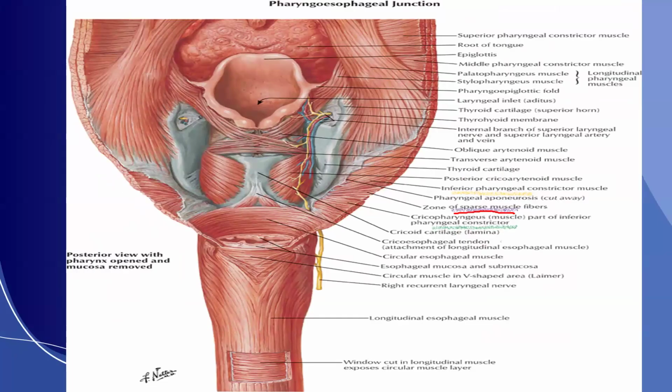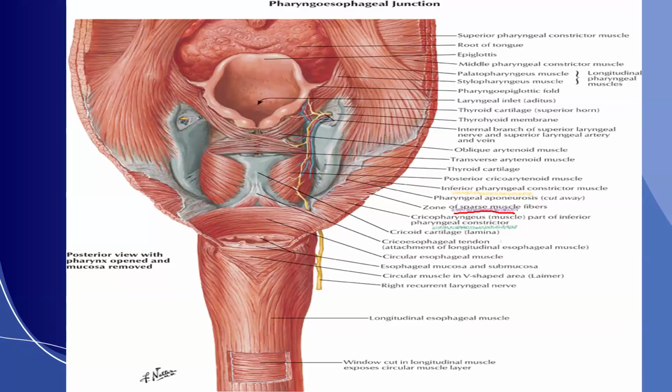This one is the zone of sparse muscle fibers. This is the area of Killian's triangle, wherein a Zenker's diverticulum might emerge. The cricopharyngeus muscle is a striated muscle attached to the cricoid cartilage. It forms a C-shaped muscular band which provides maximum tension in the anterior-posterior direction. It extends caudally and blends with the circular muscles of the cervical esophagus.